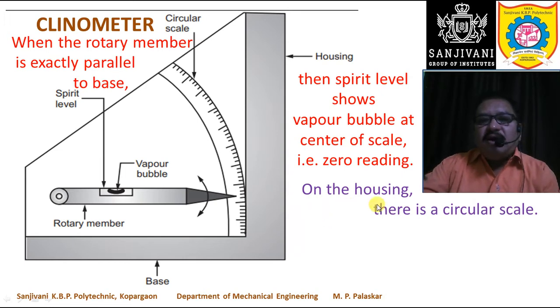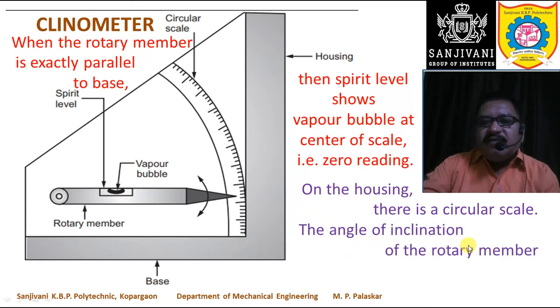On the housing there is a circular scale. So this is the housing and this is the circular scale marked on the housing, and this circular scale will indicate the position of this rotary member. At the end of the rotary member there is a pointer, and this pointer moves over this particular circular scale. So the position of the rotary member can be indicated by this circular scale.